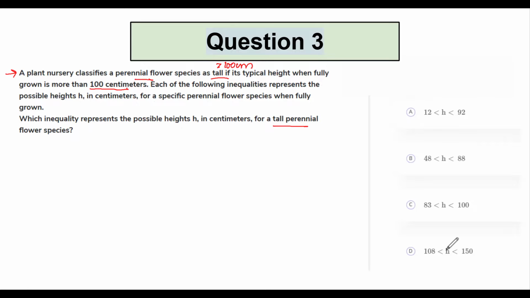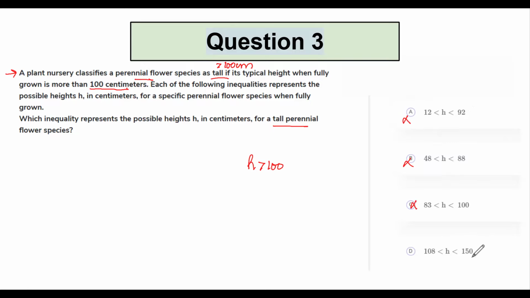So you can look at the options. We don't have anything such as h is greater than 100. But we know that it is tall only when the height is greater than 100. So, which are the possible options? Height is between 12 and 92, no. Height is between 48 and 88, no. Height is between 83 and 100, no. You need greater than 100, not less than 100.